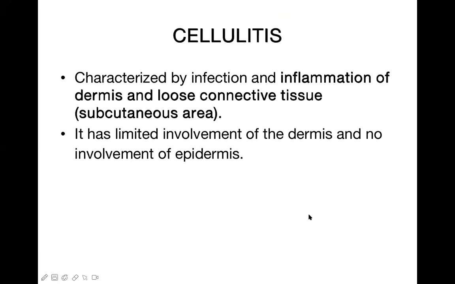Now, another type of infection is cellulitis. Okay, another type of infection is cellulitis. Now, this cellulitis is characterized by infection and inflammation of the dermis and loose connective tissue, that is the subcutaneous area. Now, if you have paid attention from the very beginning, we have started from the superficial part and we are going deeper and deeper. Now, cellulitis is dermis and subcutaneous area infection.